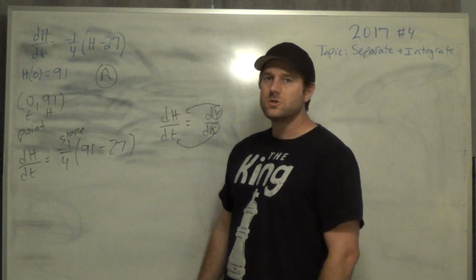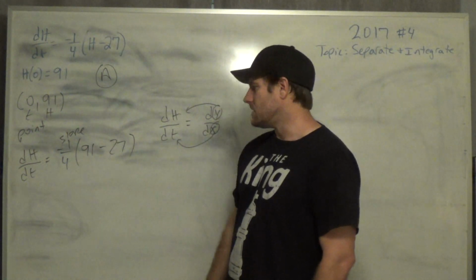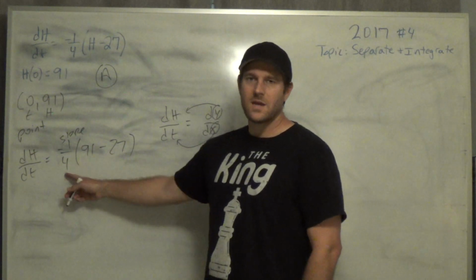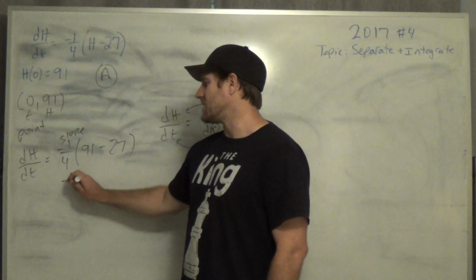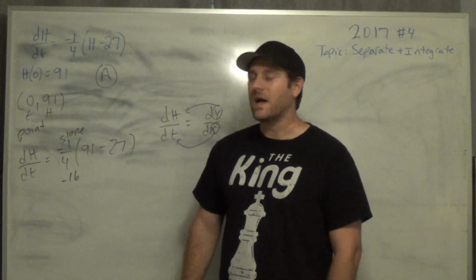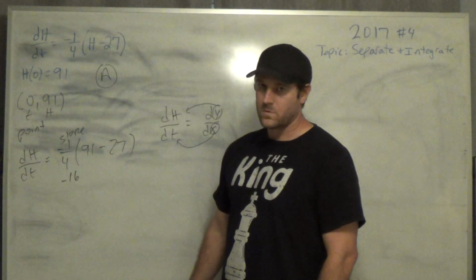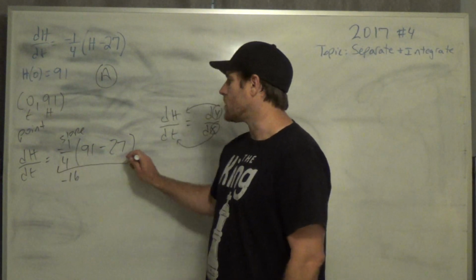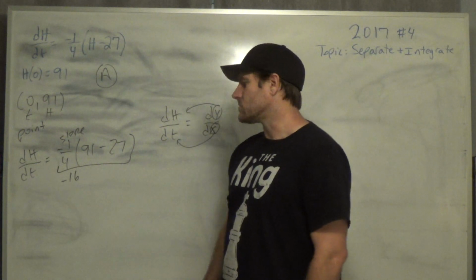Now, could you simplify this? Yes. You could subtract these. I believe you get 64. You could take negative 1/4 of 64 and get negative 16. I'm looking at the answers. Yes, it is negative 16, but that's a little scary. Okay? So I might consider just leaving this. This is your slope. If you want to make it negative 16, great. But it's a little intimidating.